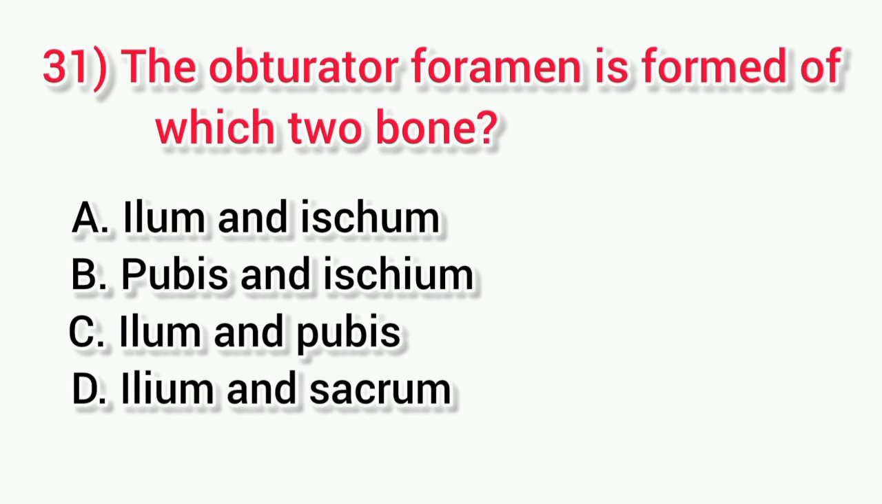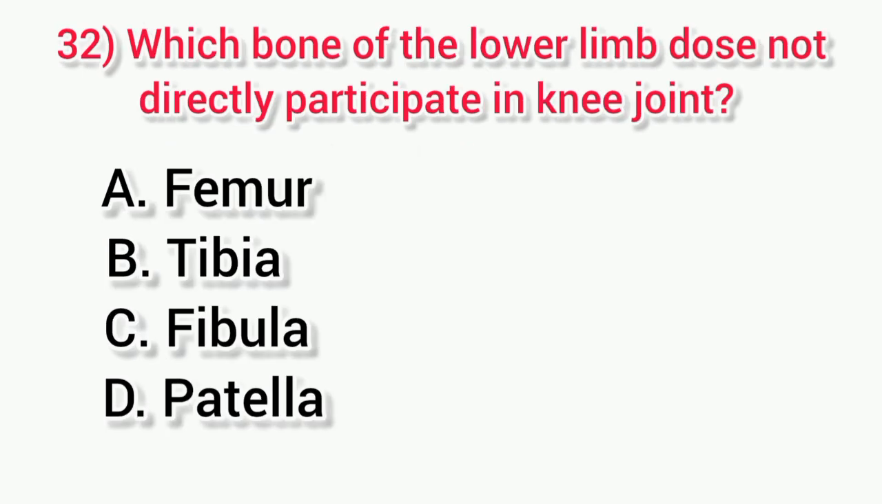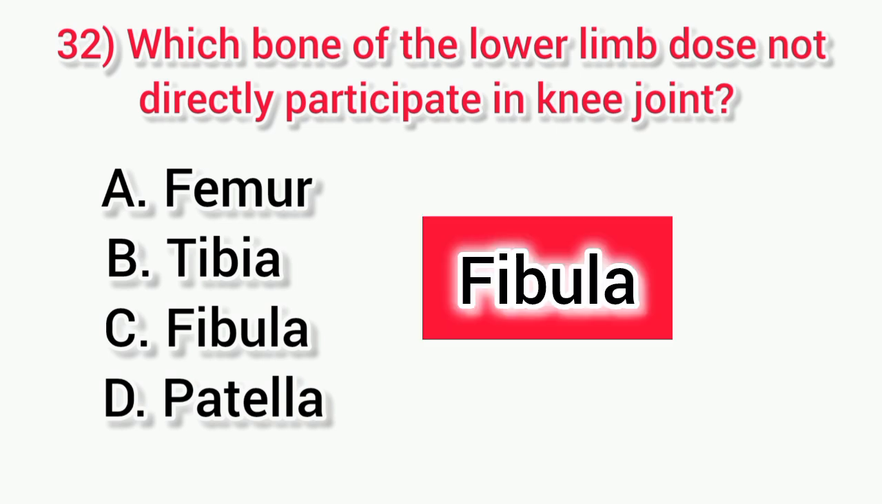Obturator foramen is formed by which two bones? Option number B. Pubis and ischium. Which bone of the lower limb does not directly participate in the knee joint? Right answer for this one is the option number C. Fibula.